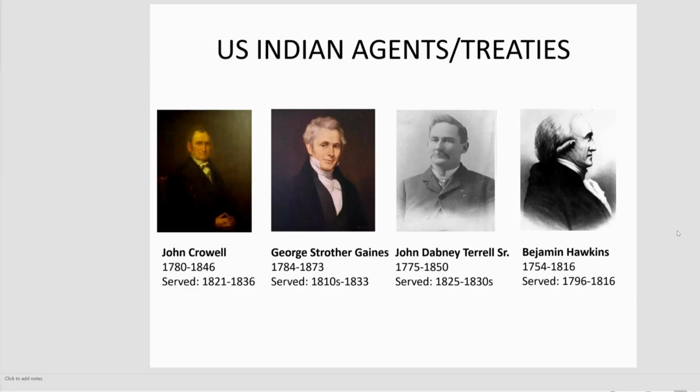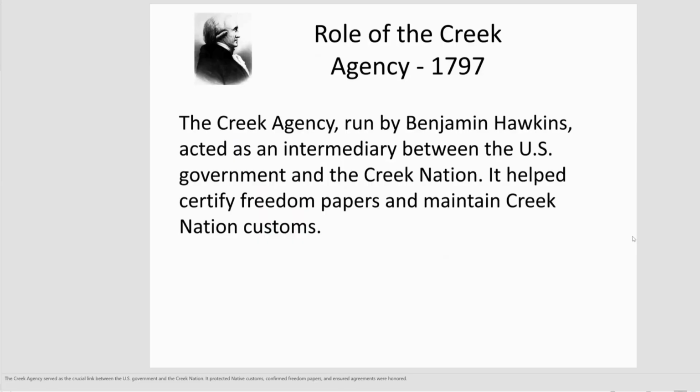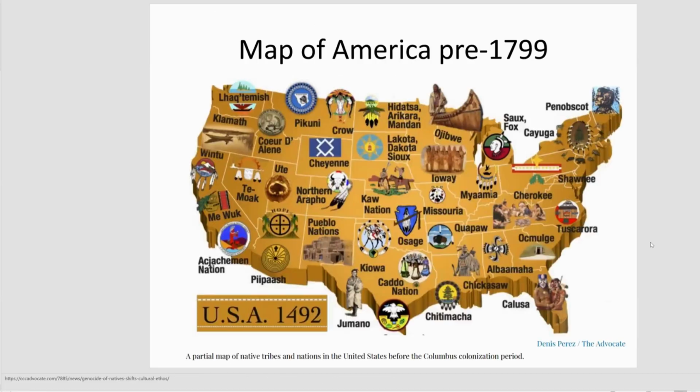So now I'm going down the rabbit hole to figure out who these agents are, what was their body of work, and what was their role in America during this period of time. These are some prominent names, but there were many other Indian agents who don't have photos and were not well known. So I said, okay, let me figure out who some of these agent people are. The Creek Agency was run by Benjamin Hawkins, who acted as an intermediary between the U.S. government and the Creek Nation. He helped to certify freedom papers and maintain Creek Nation customs. So, okay, that was your role.